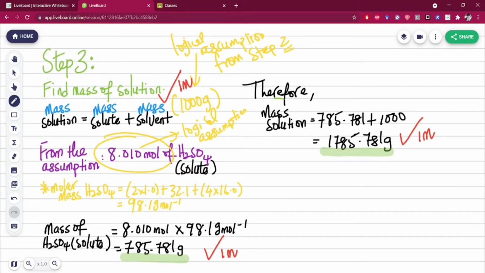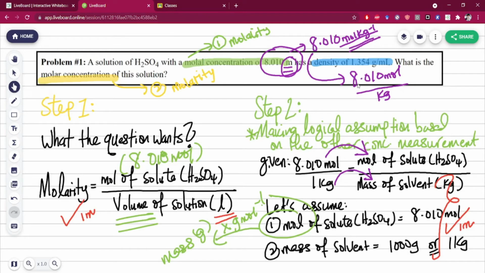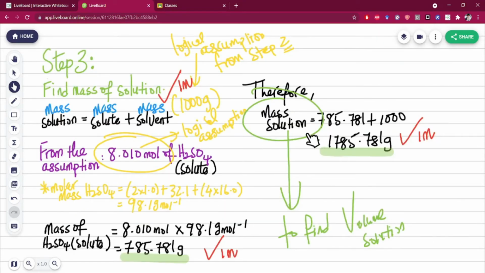We will be using the mass of solution to find the volume of your solution. And how do you do that? The question gives you density. Remember, I've told you just now, the density is going to be very important. So this is the density of the solution, okay, density of the solution, 1.354 gram per mil. We have the mass right over here, mass of solution.